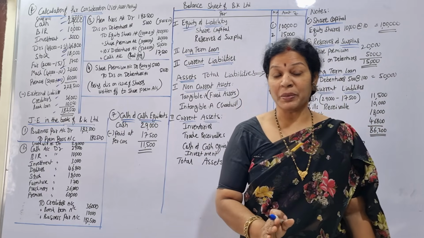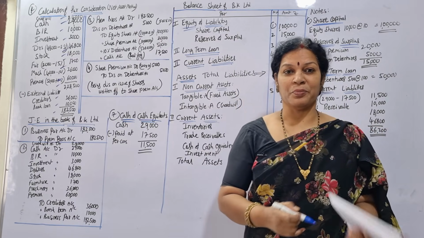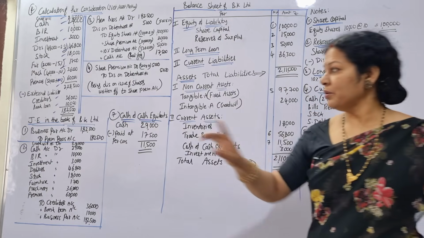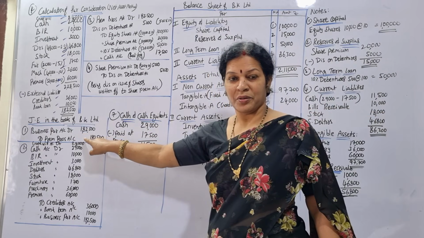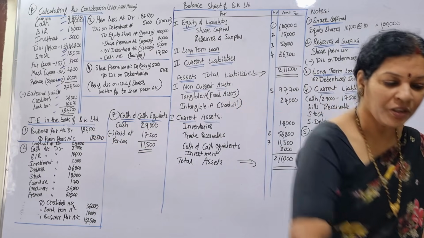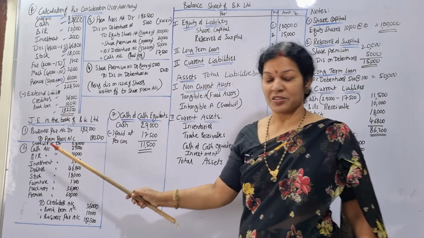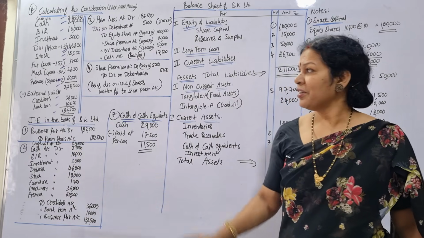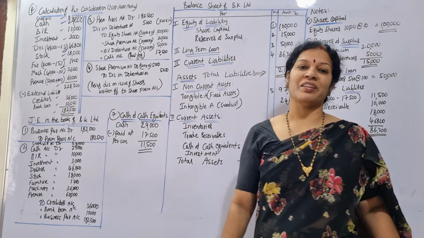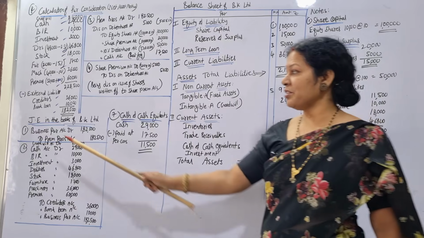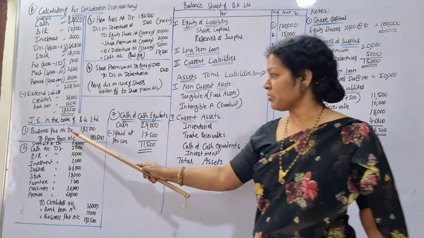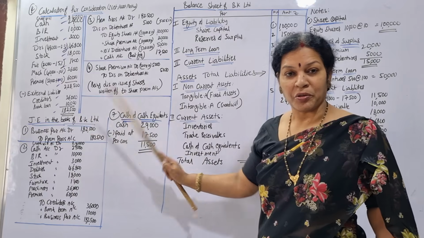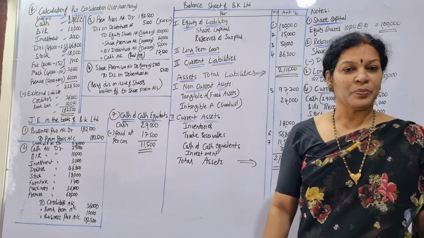First thing, we found the purchase consideration. Then we can write the journal entries. The first journal entry is Business Purchase Account debit to the vendor's account. The vendor here is Premchand. So for purchasing the business, Business Purchase Account debit to Premchand Account, for the purchase consideration amount only. So first entry: 1,82,500, being business purchase consideration.